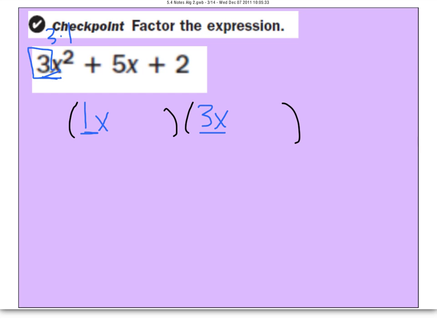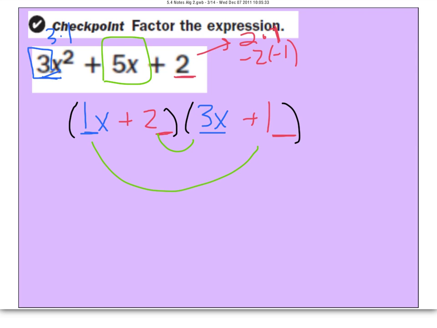Now I'm going to find factors of 2 and put them at the end of the binomials. Again, there's only one combo, either 2 and 1, or maybe negative 2 and negative 1, by the way. I'm just going to try 2 and 1. I'm going to put plus 2 here and plus 1 here. Then I'm going to check and multiply these two middle terms to see if I get 5x. 3x times 2 is 6x, 1x times 1 is 1x, and that's 7x. So shoot, that didn't work.